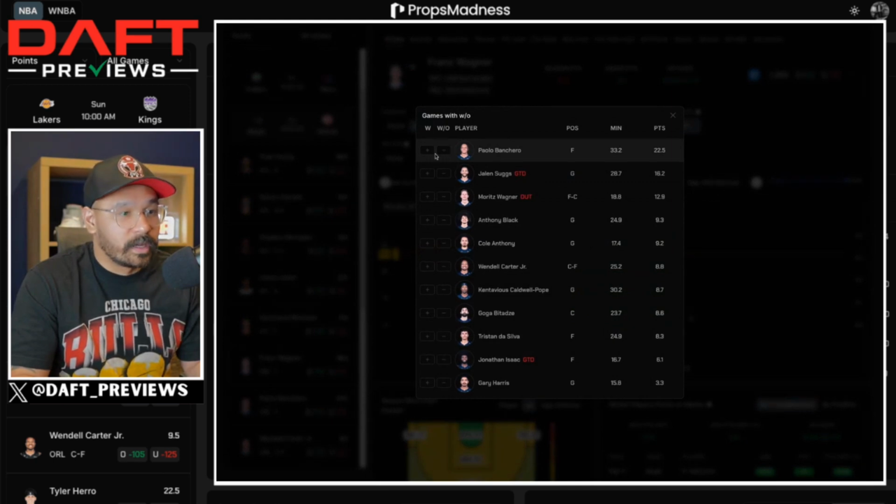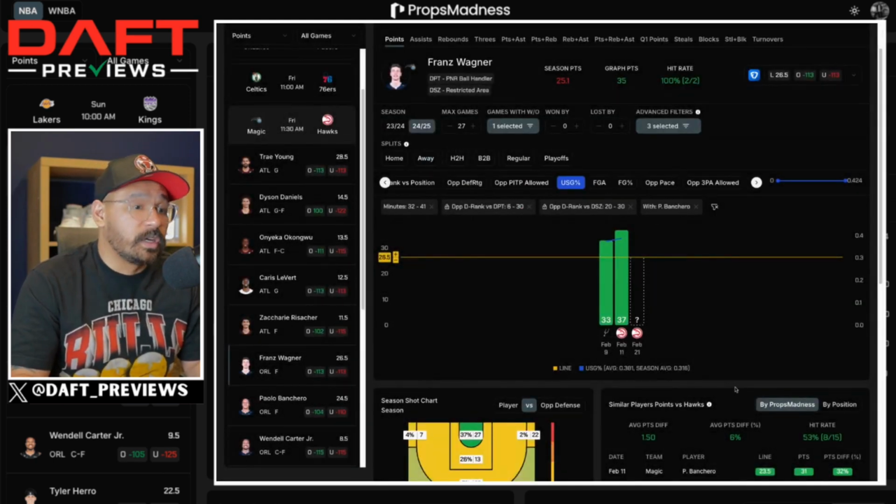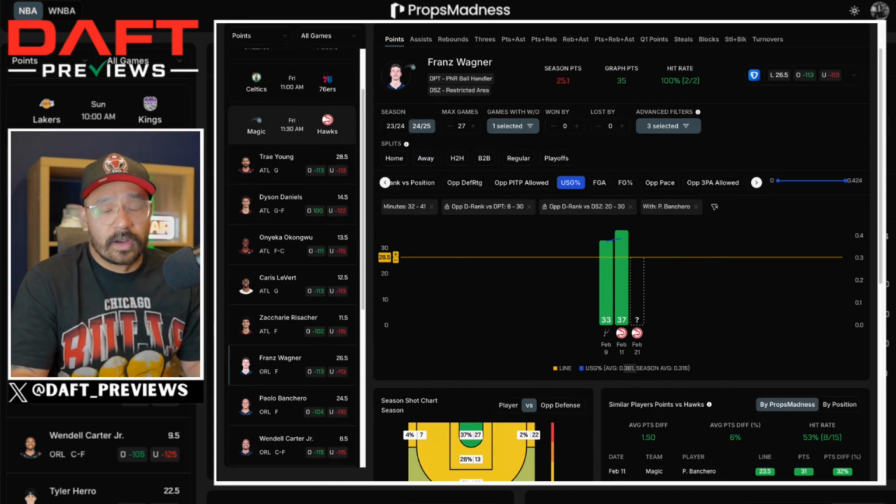But if we include Banchero, we can see 2 games. He's gone over this line in both games. But what's interesting is that his usage rate is 38%. So with Banchero in the lineup in these matchups, Franz is actually seeing the ball even more. So his usage rate only goes up.